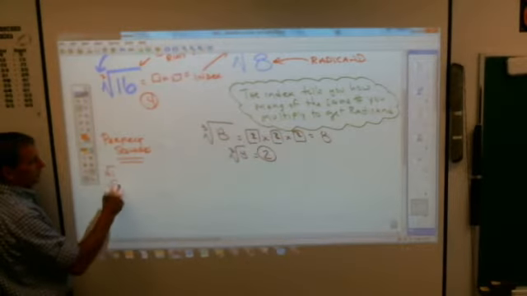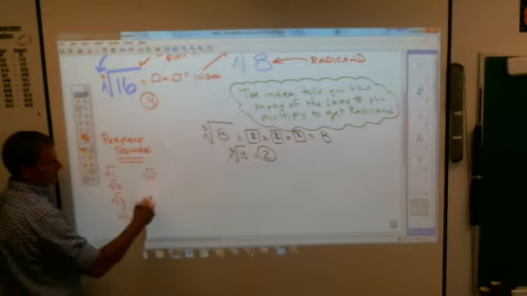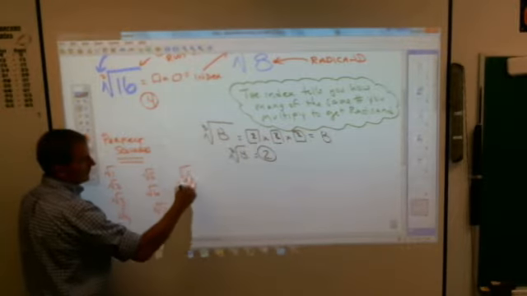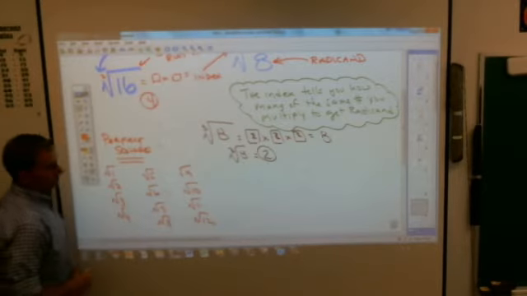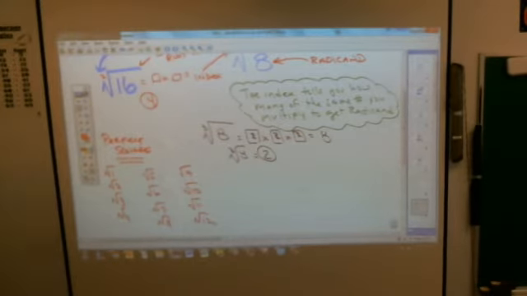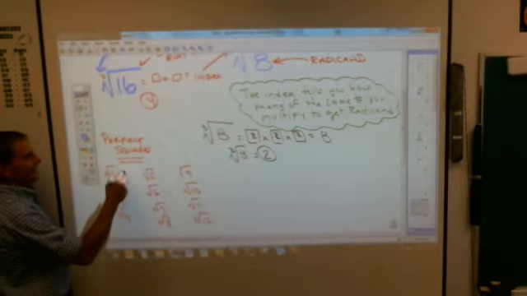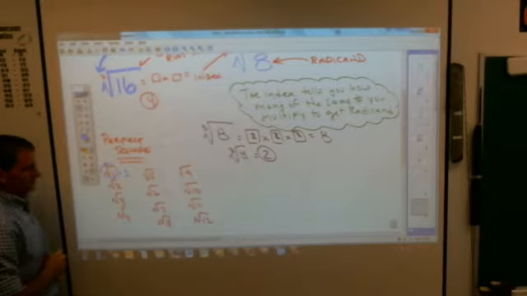Square root of 1, square root of 2, square root of 3, square root of 4, square root of 5, square root of 6, square root of 7, square root of 8, square root of 9, square root of 10, square root of 11, square root of 12. The perfect squares, ladies and gentlemen, are the ones that you can actually give me an answer to. For example, is there a square root of 1? Is there some number times itself that gives you 1? Yes, it's 1, because 1 times 1 is 1. This is a perfect square.